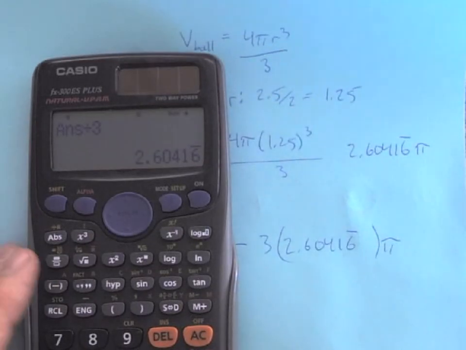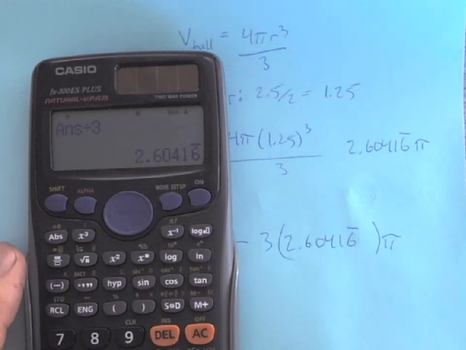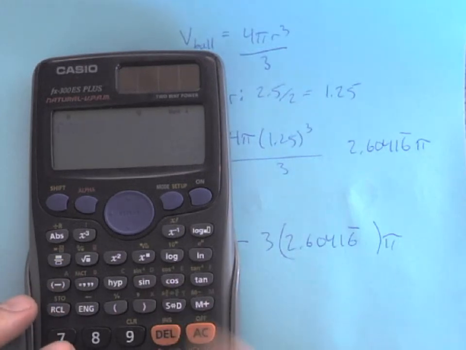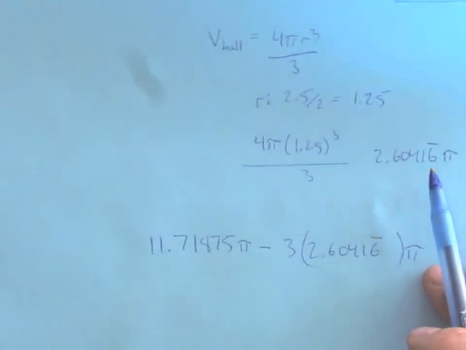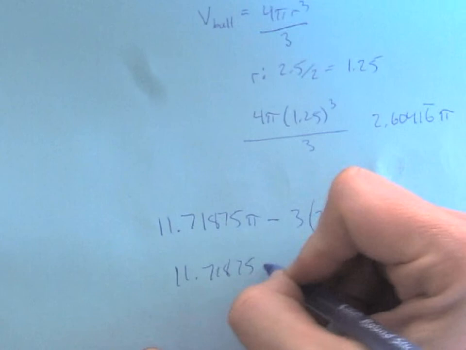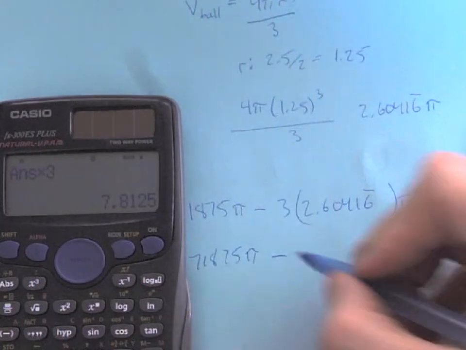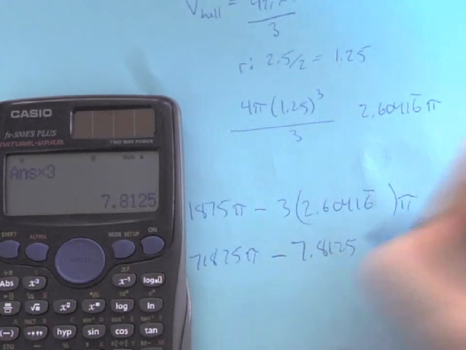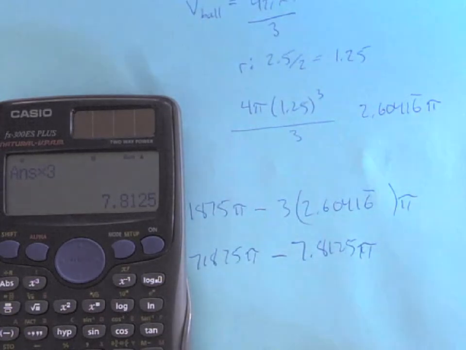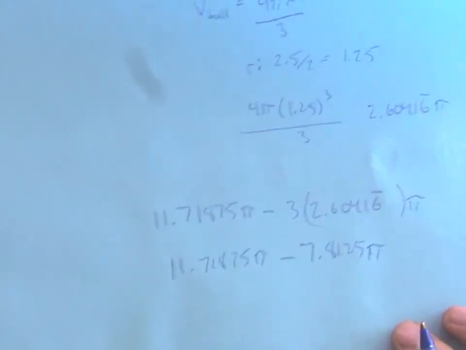So let's multiply that by 3. Remember, this is not including the pi. This is the volume of one of the balls. I'll multiply that by 3, and that comes out to that nicer number. So the volume of the cylinder is still 11.71875 pi, right? All 3 of the balls together is 7.8125 times pi, because I didn't bring in the pi yet. Pi is irrational, and so it's basically going to turn any other number irrational when you multiply. So this is more or less what we got.